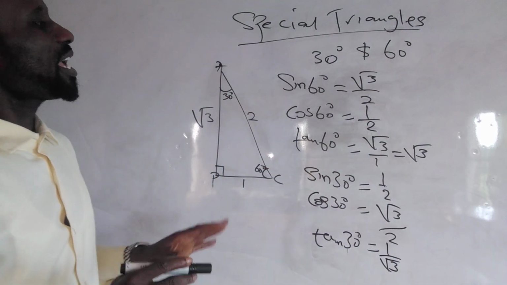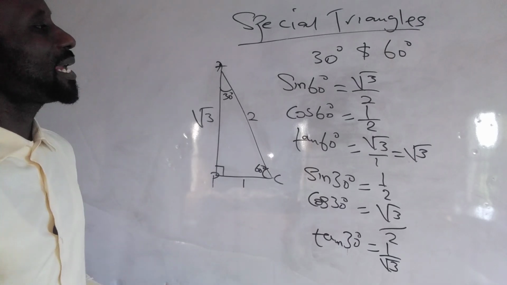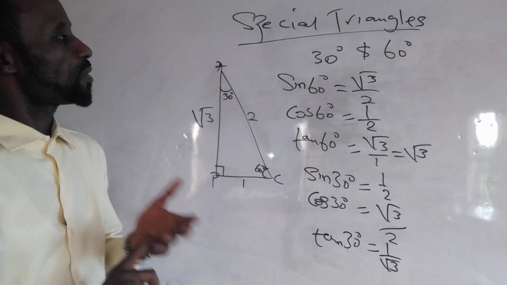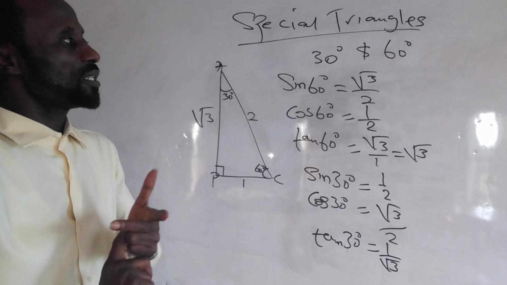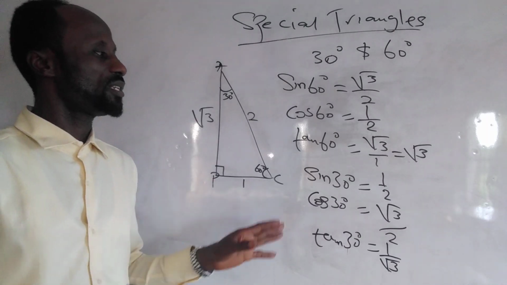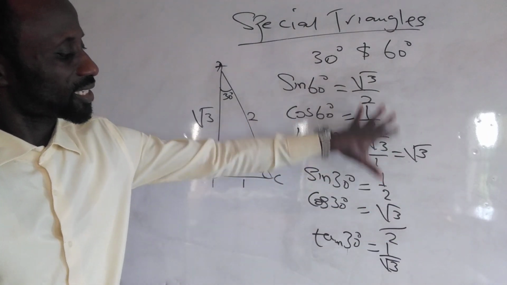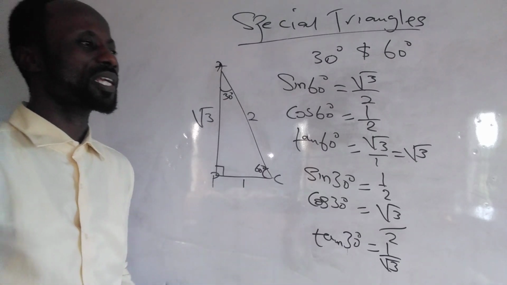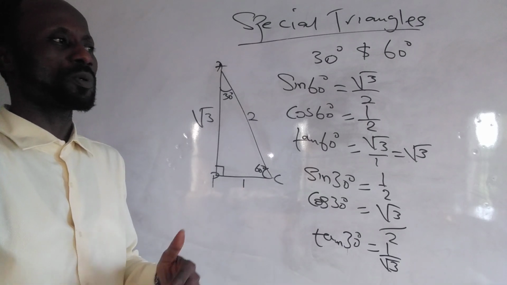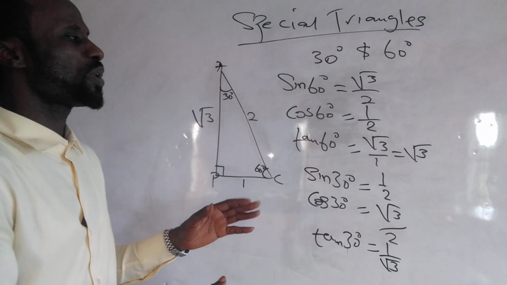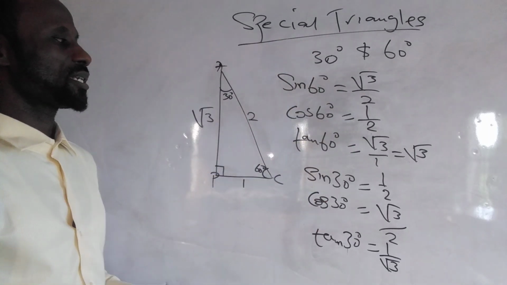So we have been able to get the ratios of 45, 30, and 60 degrees. These are their short forms, so that if a question comes and they don't want you to use the table, they want you to use the short form, you quickly apply this.